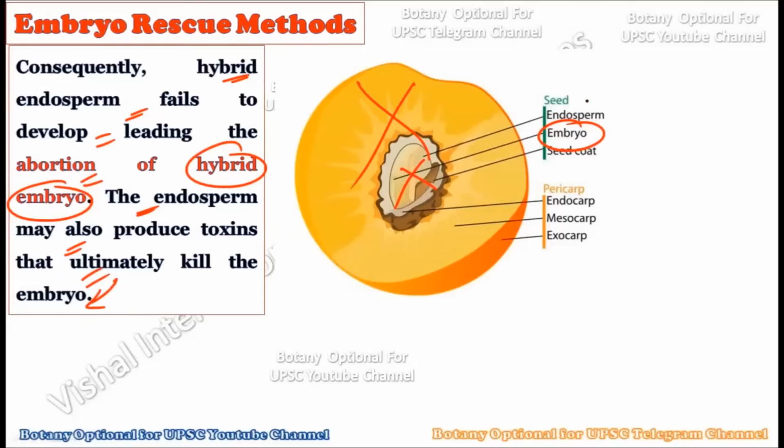This is another reason. The endosperm is actually a nutrition-providing tissue for the embryo, but sometimes it may produce toxins, and due to the presence of such toxins, the embryo may die over a period of time. So basically, the seed fails and abortion of the hybrid embryo occurs. This can occur due to the endosperm failing, because sometimes it produces toxins which result in the dying of the embryo.